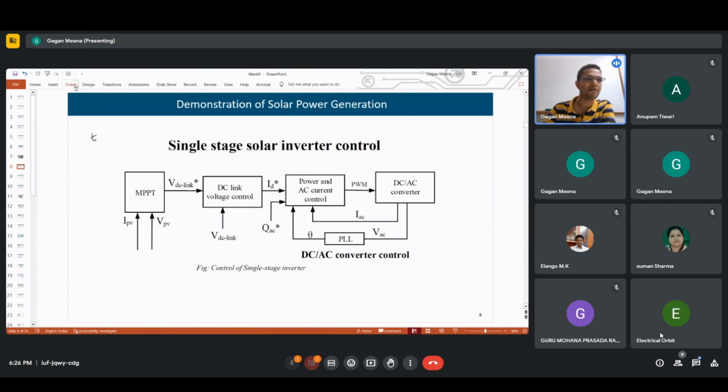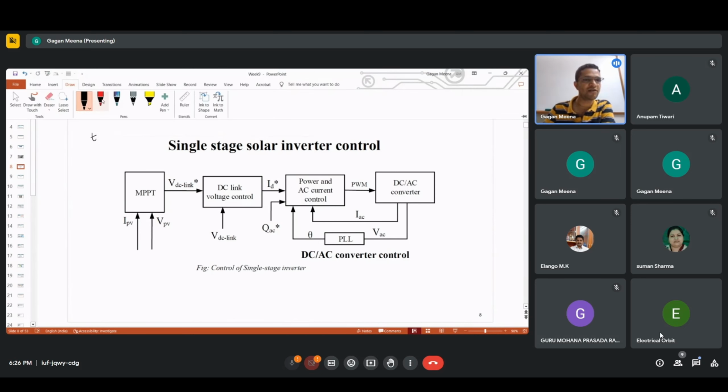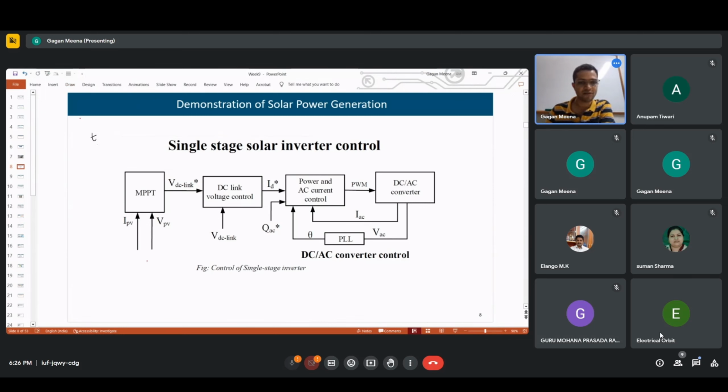This converter can be of two types: single stage or two stage. This is an example of a single stage solar inverter. Then there can be two stage. Single stage means the DC is directly converted into AC. So here we have a PV panel, and DC is converted into AC in a single stage. What is the advantage of single stage? Can you tell? Yes, losses are reduced, correct, because of fewer conversions. It has low losses.